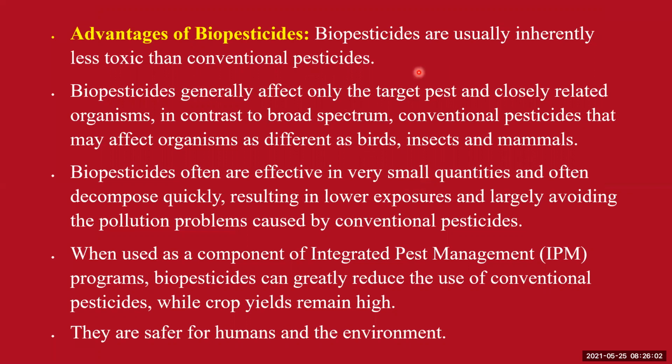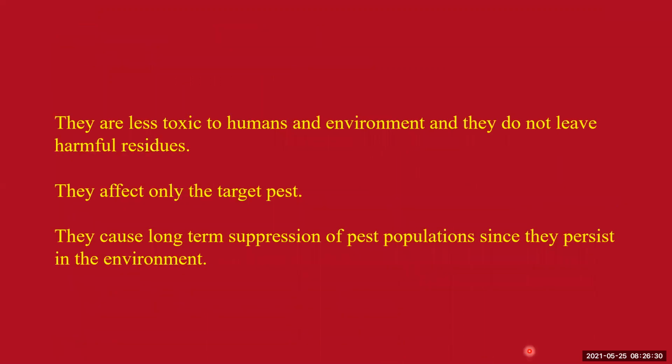It is less toxic than chemical pesticides. It kills only the target pest and related organisms, whereas chemical pesticides have a broad spectrum effect. They affect the life of birds, insects, and mammals also. Biopesticides are effective even in small quantities and often decompose quickly. They do not cause any kind of environmental pollution. They are safer for humans as well as for the environment, and less toxic to both.